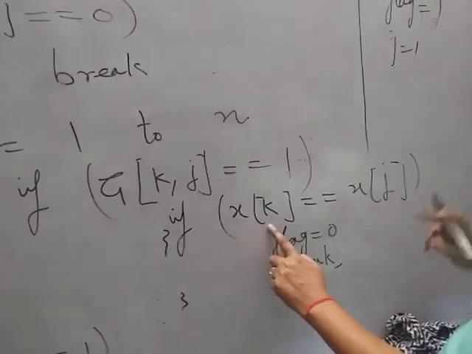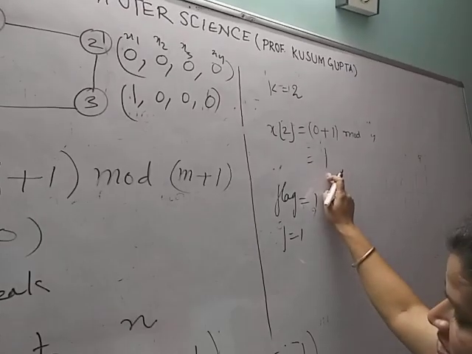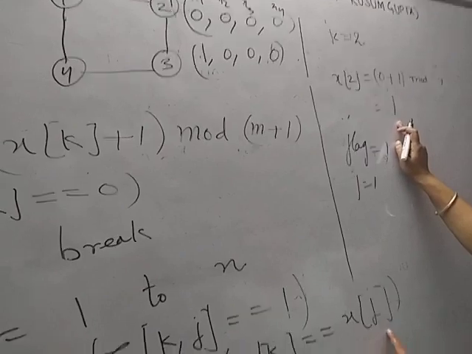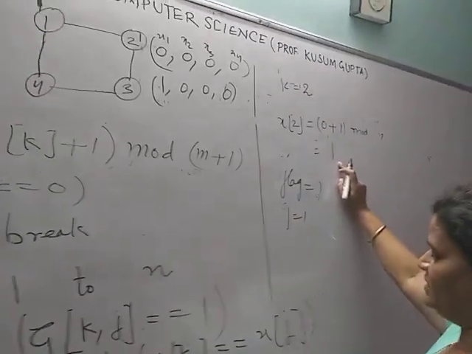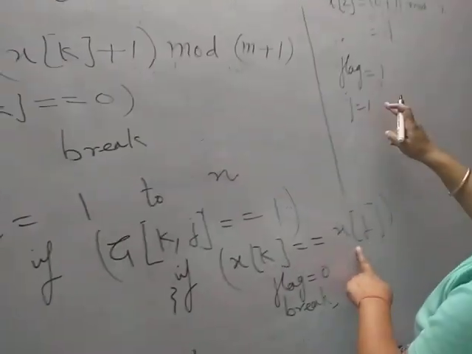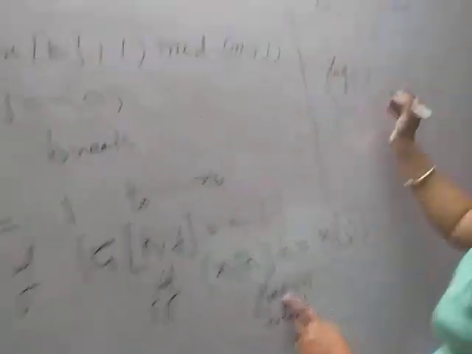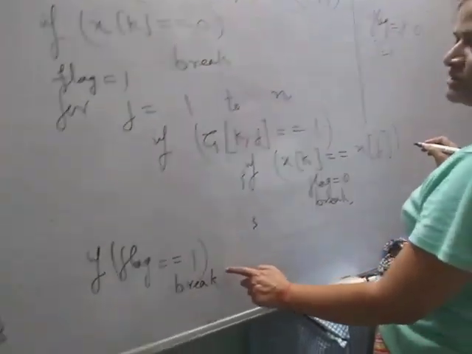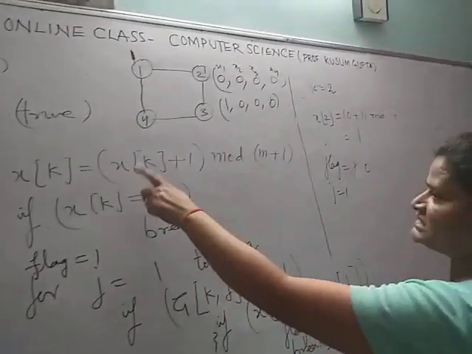xk means xk is x2. X2 is what? 1. And xj, xj is 1. So x2 is 1 and xj, j is here 1. 1 equal to 1. This condition is true, so flag is 0. Flag is 0 and it will come out from this loop, and flag equal to 0. So again it will go up while true. Again this function will be executed.